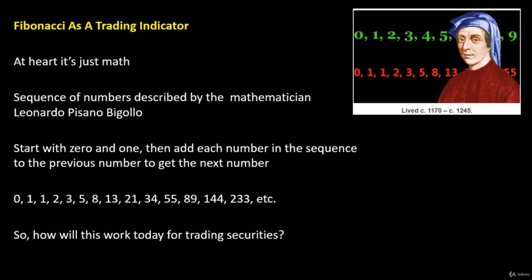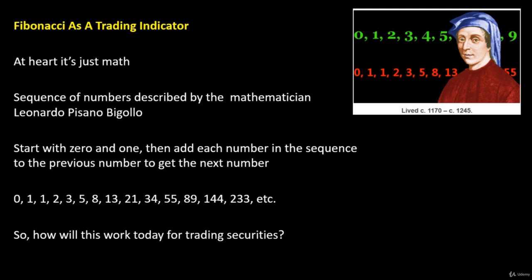Basically what you do is you start with a 0 and 1, and then you add each number in the sequence to the previous number to get the next number. So if you look at the example here, this is the Fibonacci sequence. It's 0 and 1 is 1, and then 1 and 1 is 2, and 2 and 1 is 3, and 3 and 2 is 5, and so on as you keep going out into infinity. So that's how it works. It's a mathematical sequence of numbers, so kind of interesting that way.